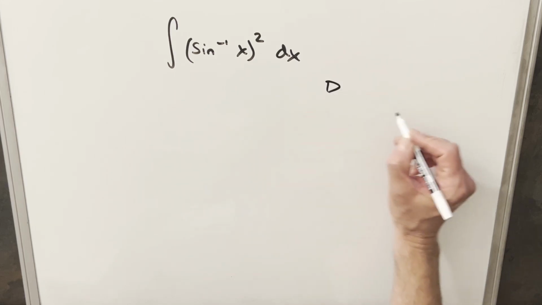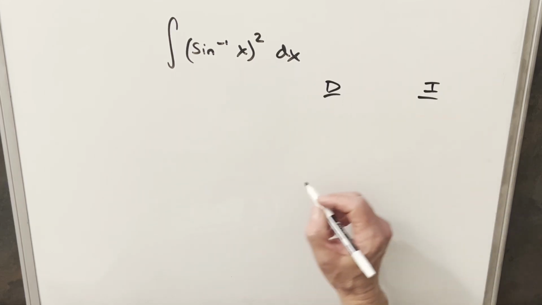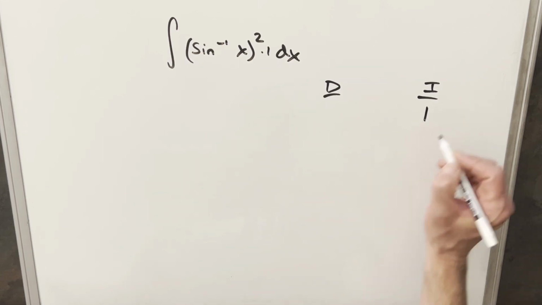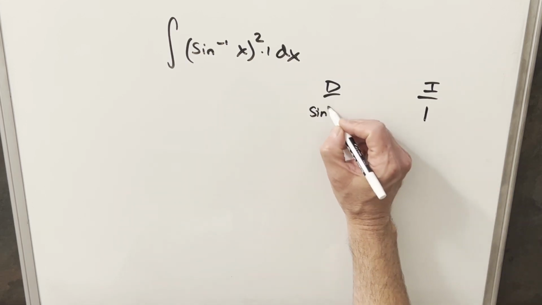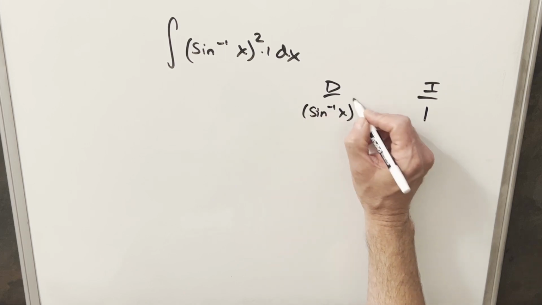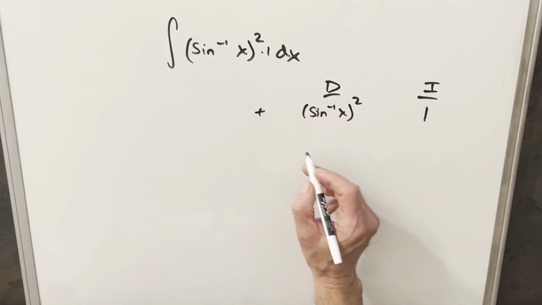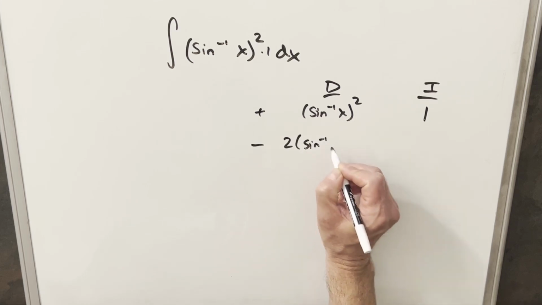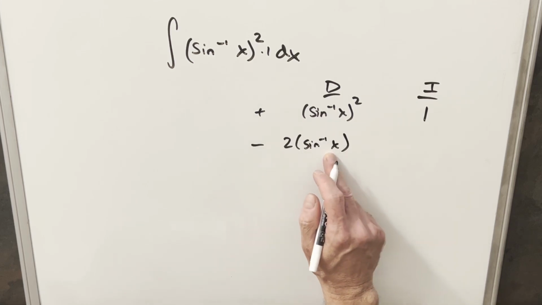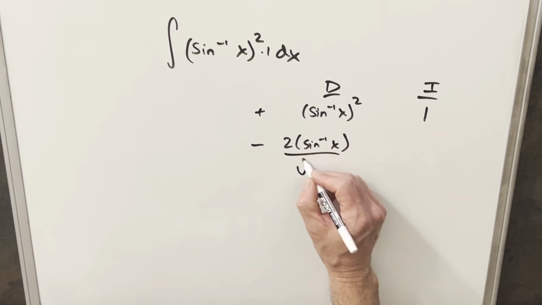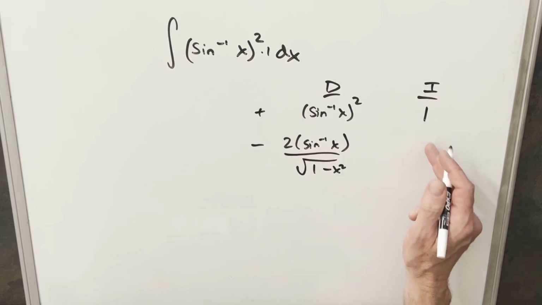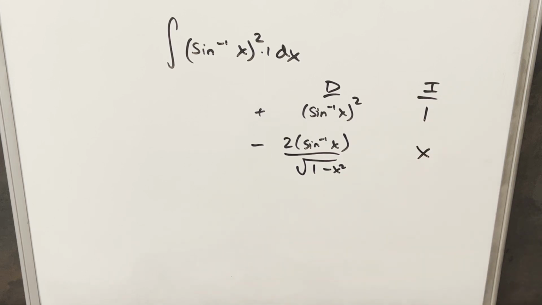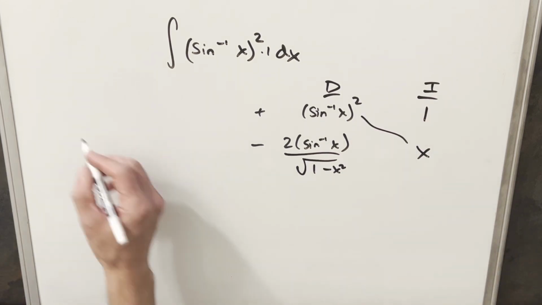I'm going to use the DI method, or tabular integration, of course, because I usually prefer that. By multiplying in a 1 here, I can integrate the 1 and we can differentiate the whole expression arcsin x squared. So let's get the derivative here. We'll just use the power rule on this. We're going to get 2 arcsin x, and then by the chain rule, the derivative of arcsin x is 1 over square root of 1 minus x squared. And over here, the integral of 1 is just going to be x. So we have part of the solution right here on the diagonal, so that's a good start.